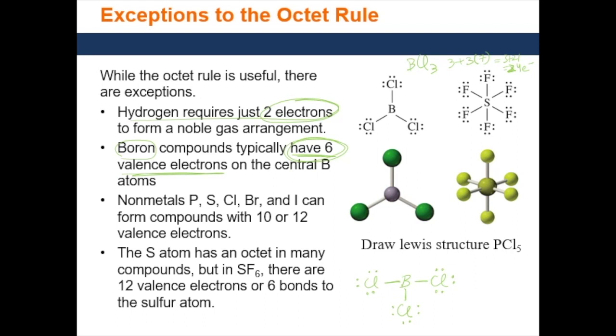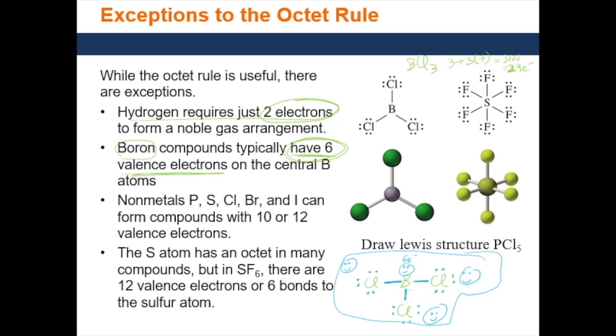Let's see if they are happy with their electrons. This chlorine has 1, 2, 3, 4, 5, 6, 7, 8, so this chlorine is happy. The same goes for the other two chlorines; each has 8, so they are happy. Boron has 1, 2, 3, 4, 5, 6. Ideally, if it was anything else, we would say it is not happy, but boron is an exception. As long as boron has 6 electrons in its outermost valence shell, boron is also happy. So this is an example of an exception.